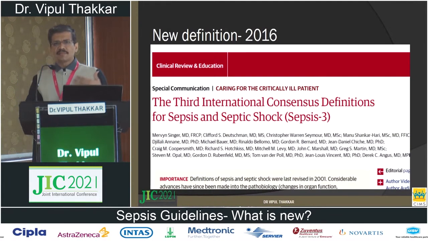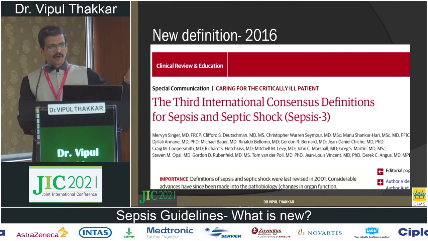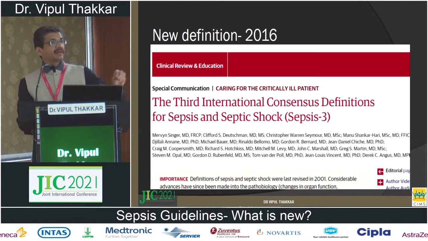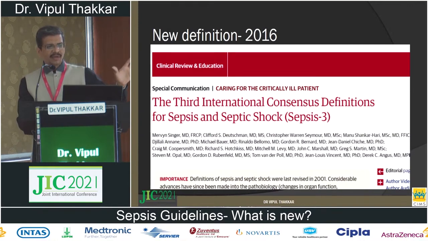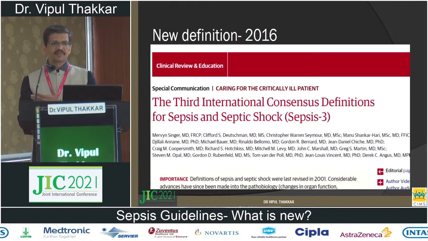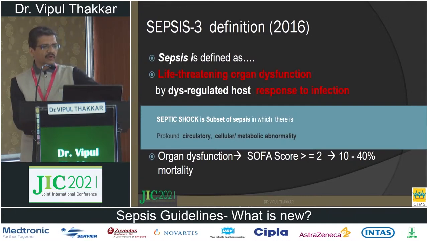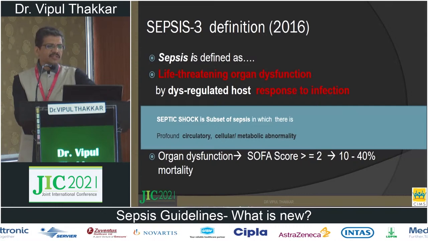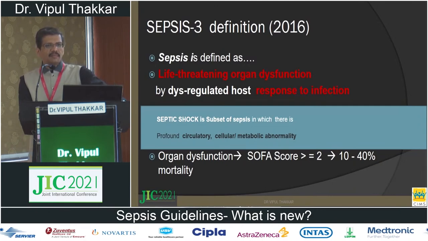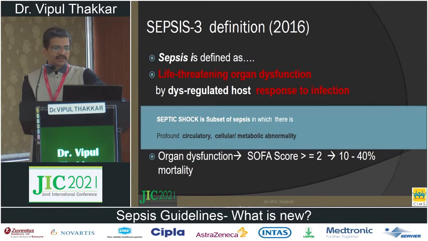This definition, known as Sepsis-3, became a bit more subjective. It has three components. Sepsis is a response to infection, and the response is dysregulated and uncontrolled, and definitely it should have some organ dysfunction which carries some threat to life. So Sepsis-3 is life-threatening organ dysfunction caused by a dysregulated host response to infection. What is septic shock? Septic shock is a subset of sepsis which carries profound circulatory, cellular or metabolic abnormality. It carries mortality in the range of 10 to 40%.